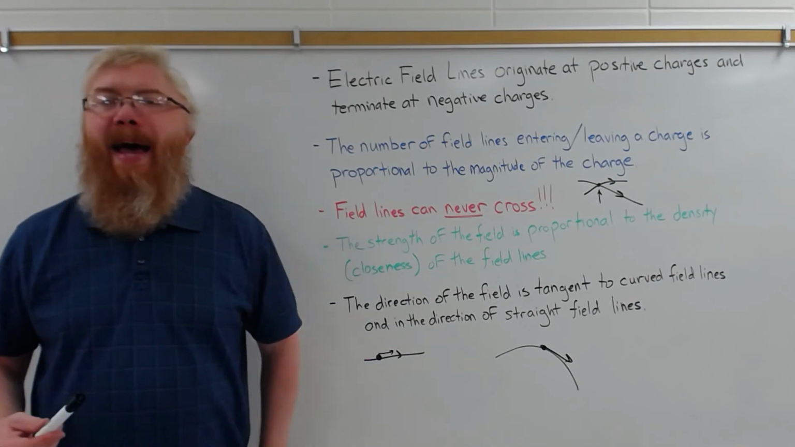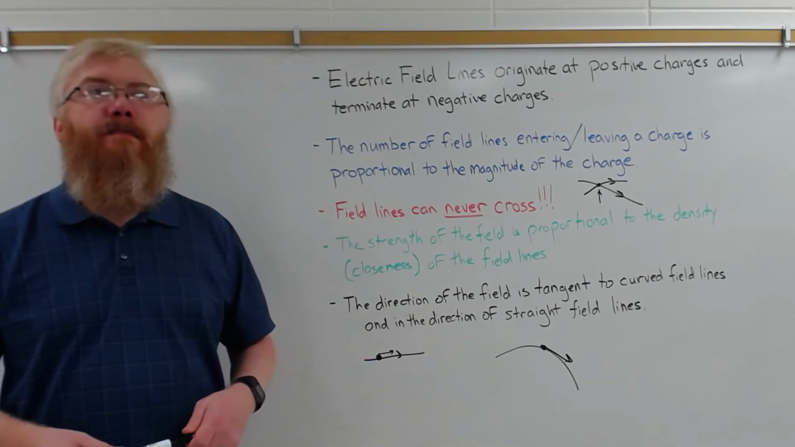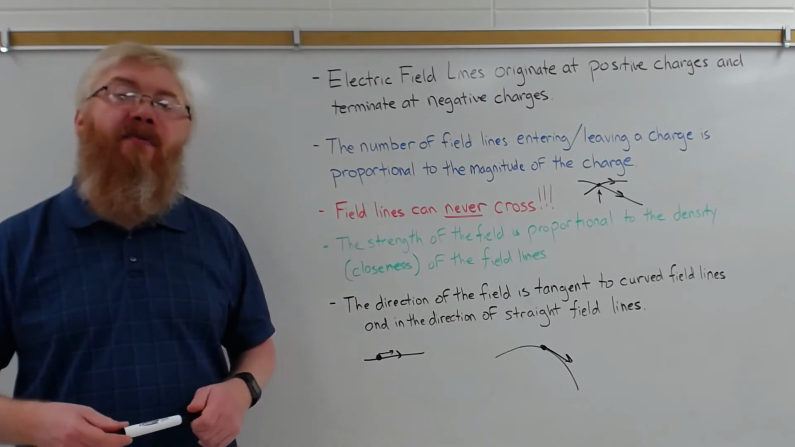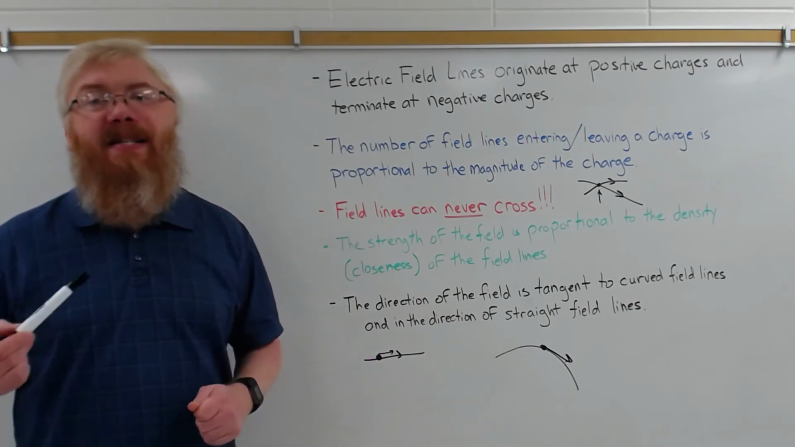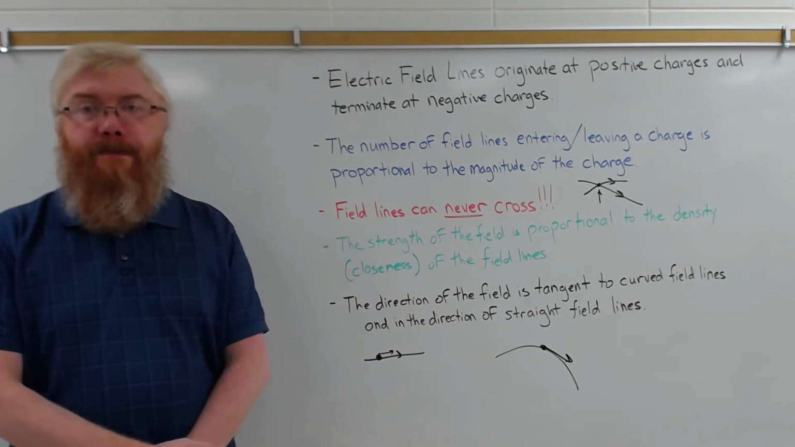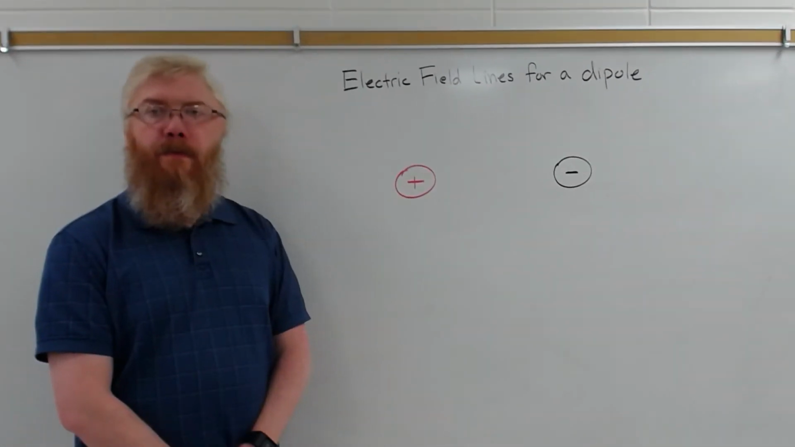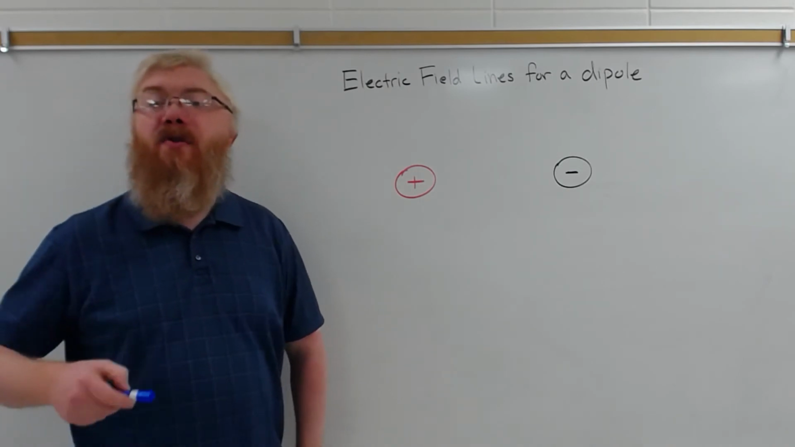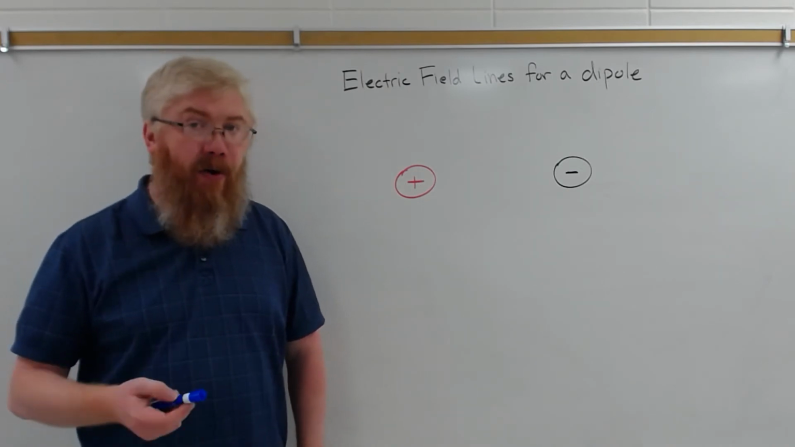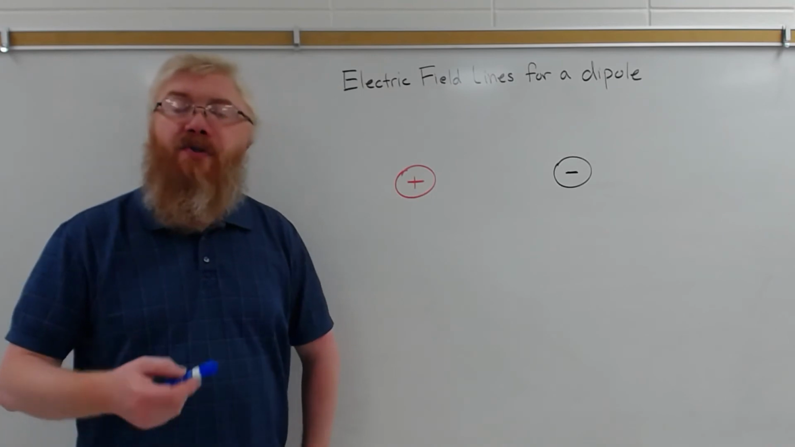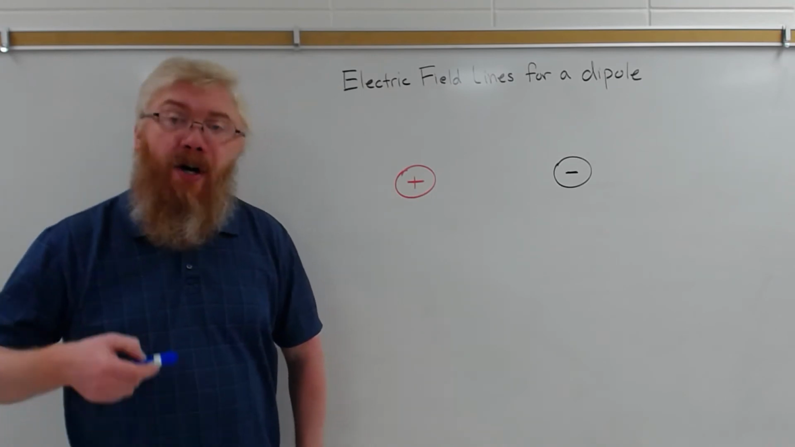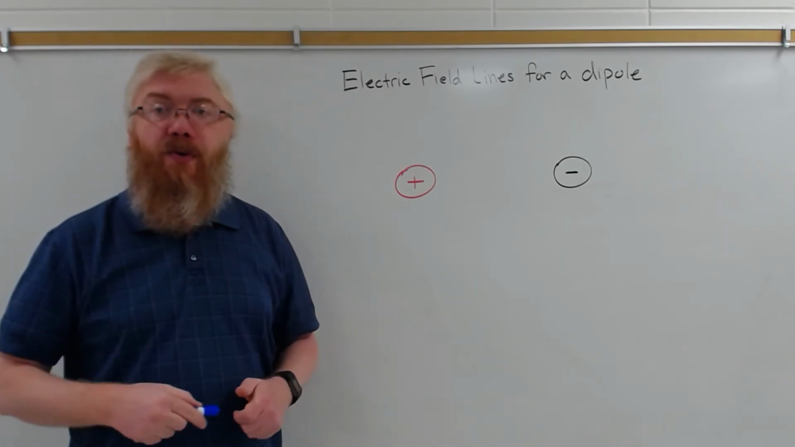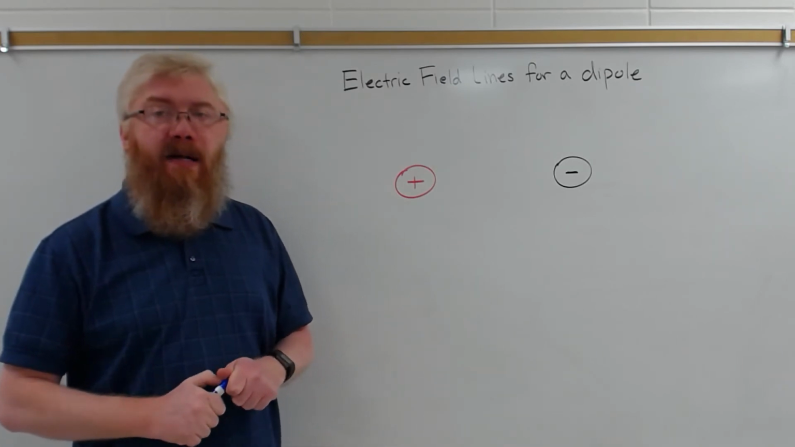So let's look at what an electric field would look like, electric field lines would look like around a fairly simple charge, that of a dipole. Now your book has these examples of an electric field around various charged particles. A positive charge in space by itself, a negative charge in space by itself, a dipole, parallel plate capacitor, which we'll talk about in more detail later on this semester.